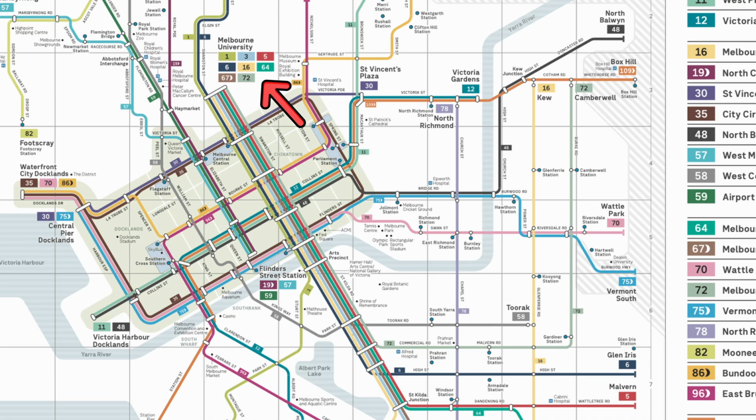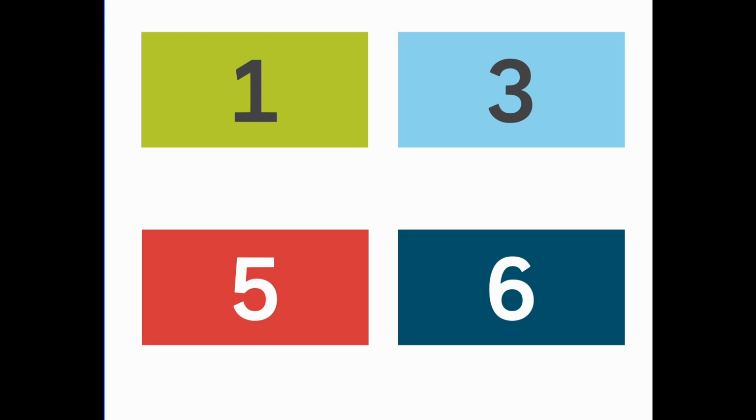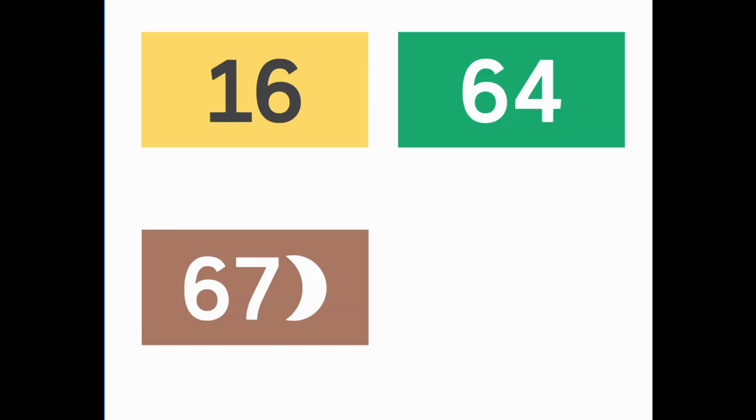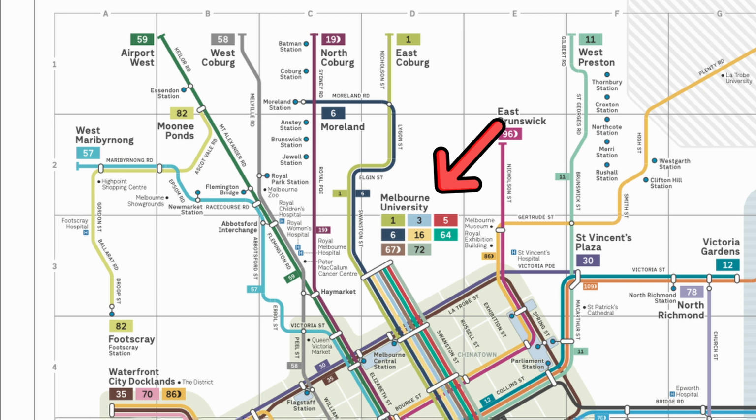Currently, the Swanston Street tram corridor has 8 tram lines running through it. These are the 1, 3, 5, 6, 16, 64, 67, and 72. 6 of these tram routes terminate at Melbourne University, whereas the other 2, routes 1 and 6, go past Melbourne Uni and continue going north.